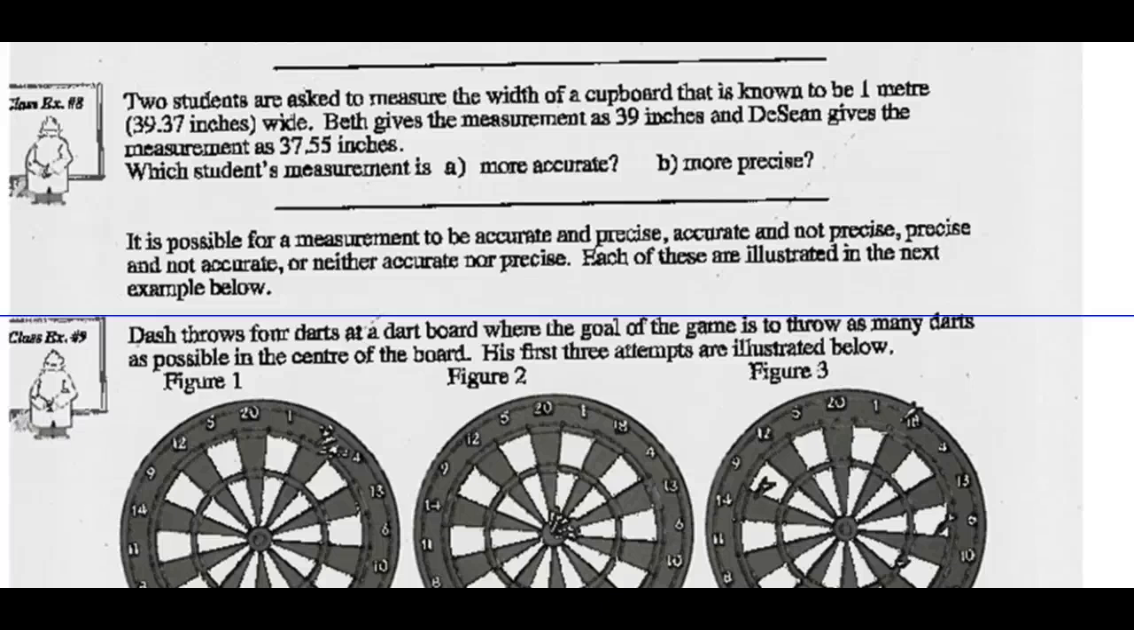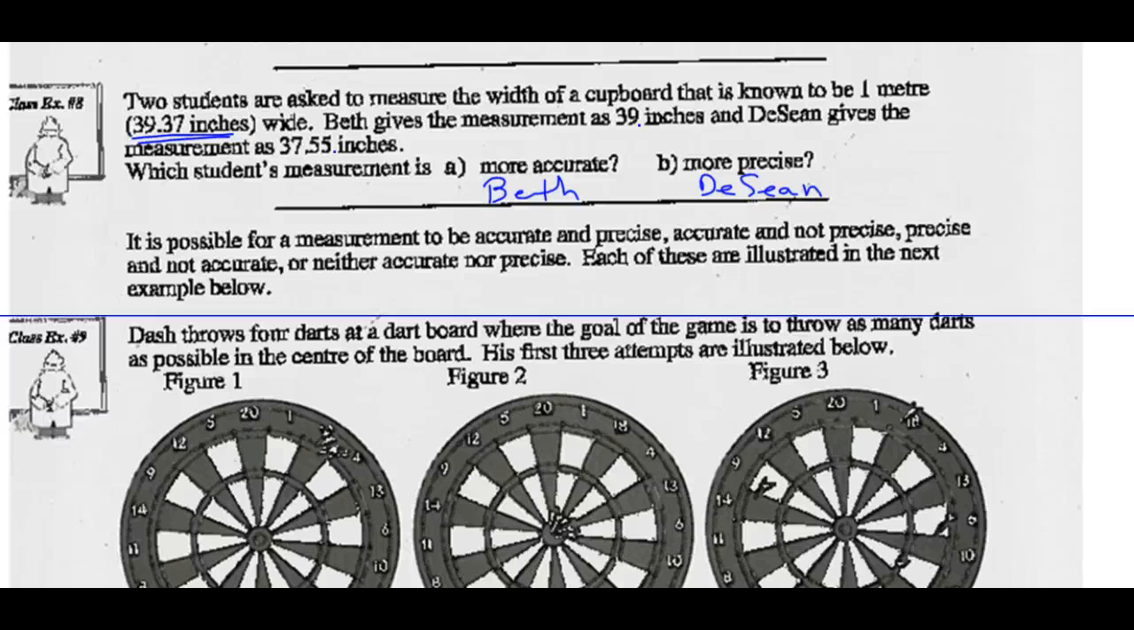So if we're talking about accuracy, who's closer to the given actual measurement? Well, obviously Beth is at 39 inches. That's closer to 39.37 than 37.55 is. Who's more precise? Well, Beth gave hers to the nearest whole inch. Deshawn gave his to the nearest hundredth of an inch. So Deshawn is a more precise measurement. It's not as accurate, but it is more precise.